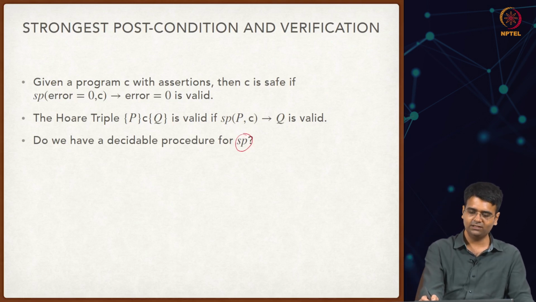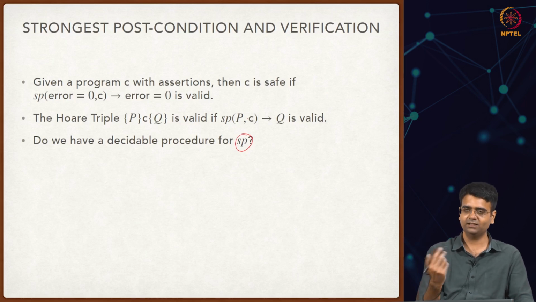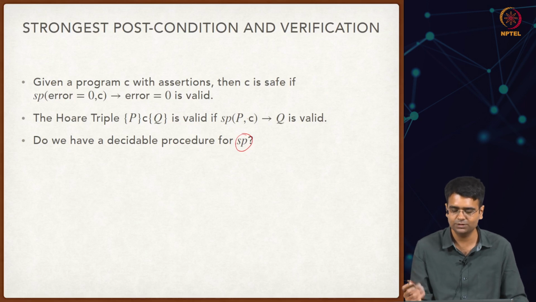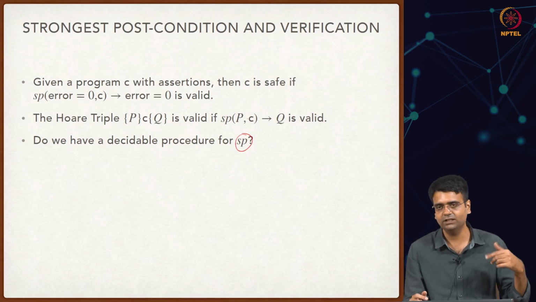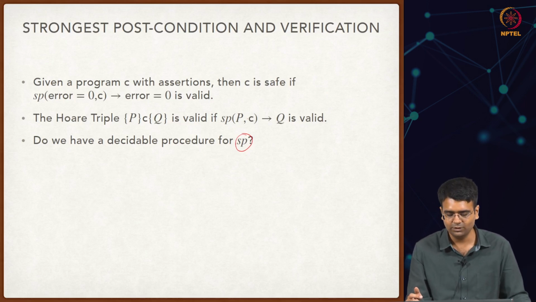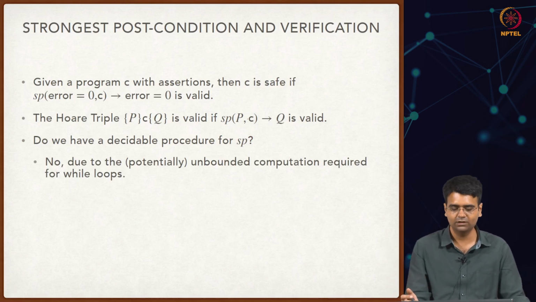So the issue is that in order to calculate this SP, if my program doesn't contain loops, then yes, I have a procedure, but if it does contain loops, then because of the infinite computation, or potentially infinite computation, that's required to calculate the strongest post condition, we don't have a decidable procedure. So due to the unbounded computation that's required for while loops.